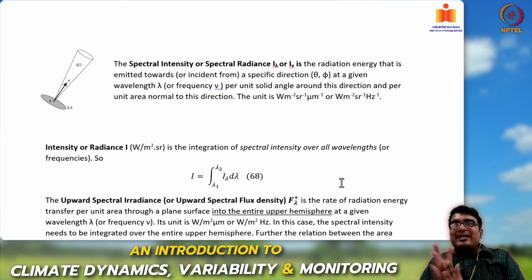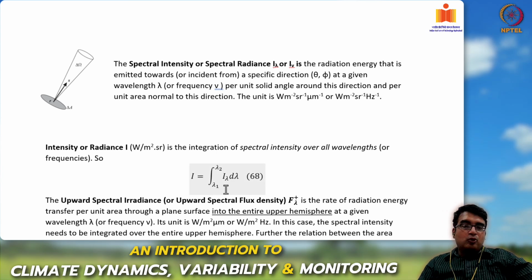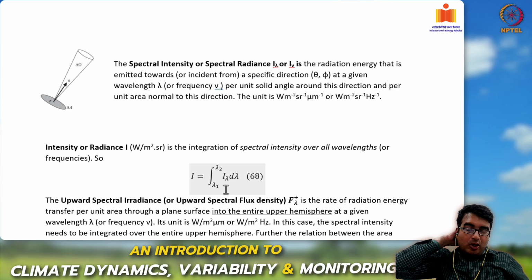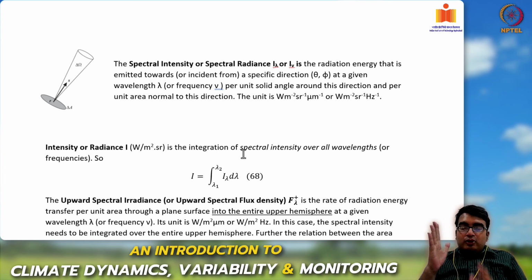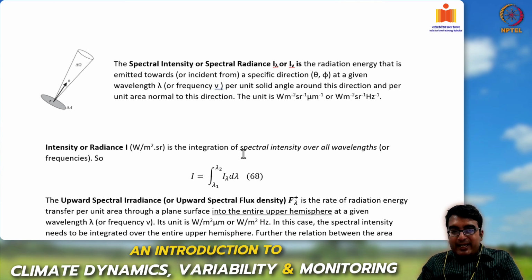We can also integrate over a certain range or band of frequencies. So it can be a band from lambda 1 to lambda 2 in terms of wavelengths. So it is an integral over lambda or over nu of I lambda or I nu times d lambda or d nu. So this is the radiation energy for all frequencies or wavelengths being emitted towards a certain direction per unit solid angle and per unit area normal to this direction. Fine.